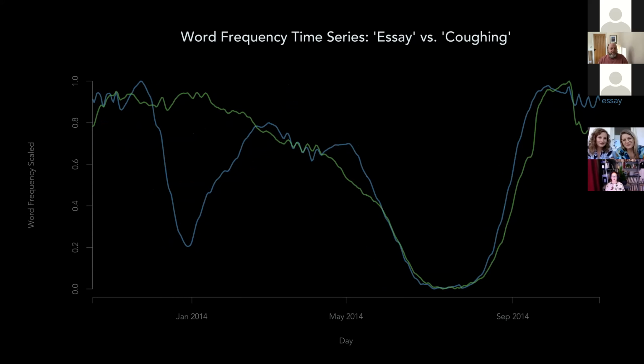And here's coughing tracked against it, and you can see that coughing and essay go together pretty well, except during the Christmas holidays when people keep coughing but they stop writing essays. But it's remarkable just how well that tracks, especially through the summer holidays. I think it's also maybe evidence for lockdown of universities, right? Like a lot of coughing going on during the term.